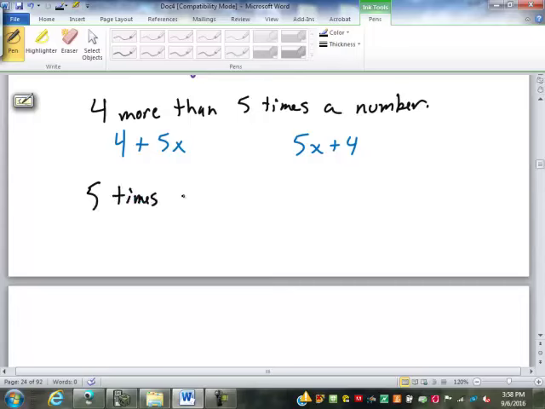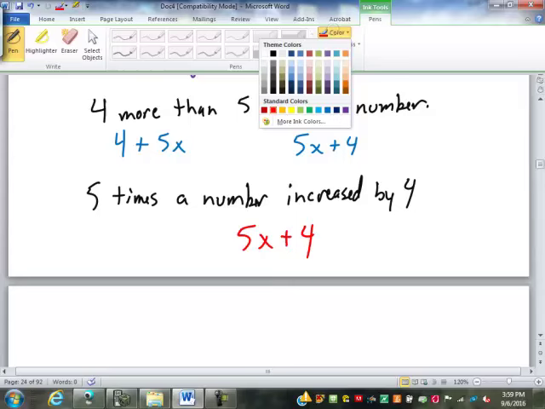I have 5 times the number increased by 4. What's that going to look like? Five times, what's that? Exactly the same. You're right. 5x plus 4.